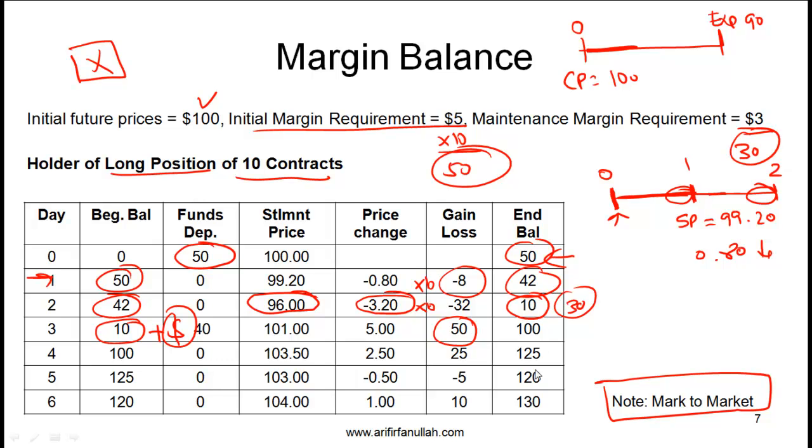So when you are gaining, you don't need to do anything. Money just pops up in your account. Why does it pop up? Because the exchange or the clearinghouse is putting money into your account. And when you are losing, then obviously you need to put money into the account, else your account will be frozen. And through this mechanism, the exchange helps ensure that there are no defaults.